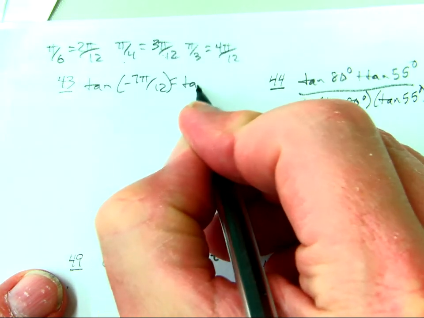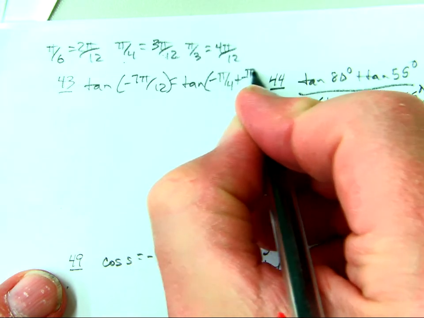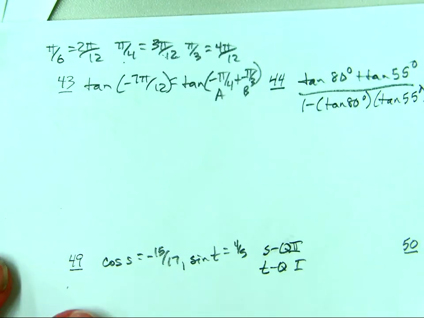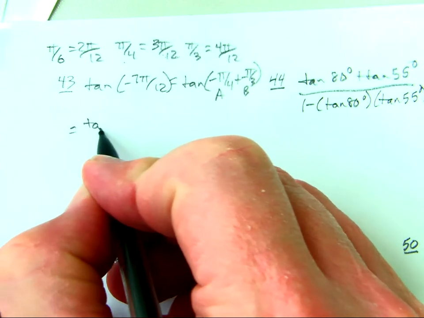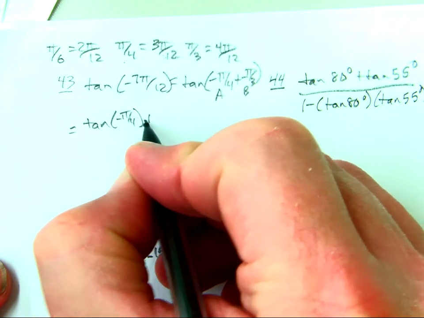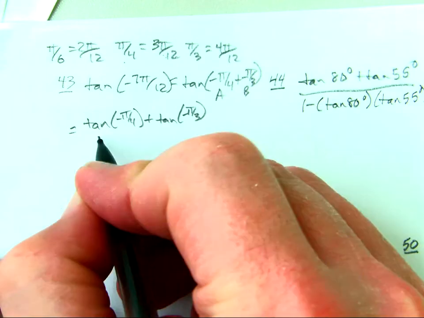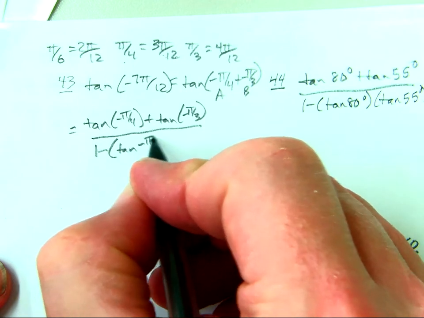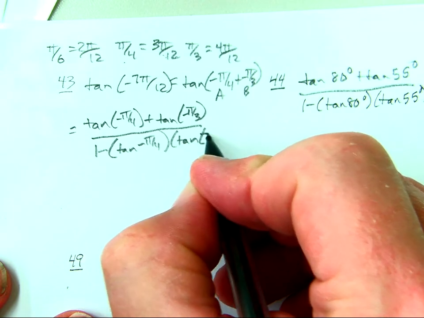So we're going to do the tangent of a negative pi over 4 plus a negative pi over 3. So that's our A and B. So we're going to plug that into our identity. So identity says on top we're going to do the tangent of A. So the tangent of a negative pi over 4 plus the tangent of B. That'll be the tangent of a negative pi over 3. Then on the bottom we have 1 minus the tangent of a negative pi over 4 times the tangent of a negative pi over 3.